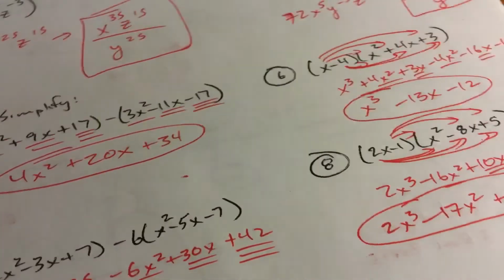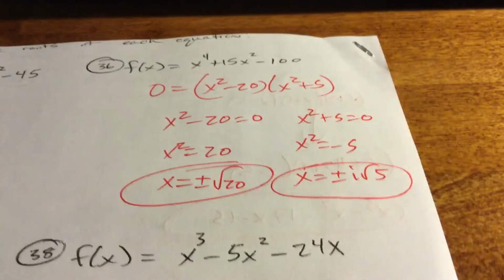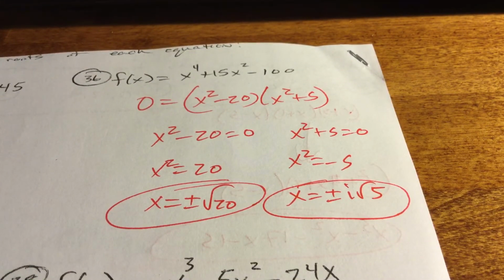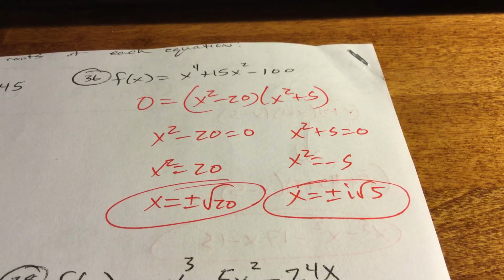Okay, now if I ask for the two solutions, then you just simply set it equal to 0. Again, that might happen. And on the last page, what multiplies to 100 differs by 15? That's negative 20 and 5. There you go. Those are your answers.